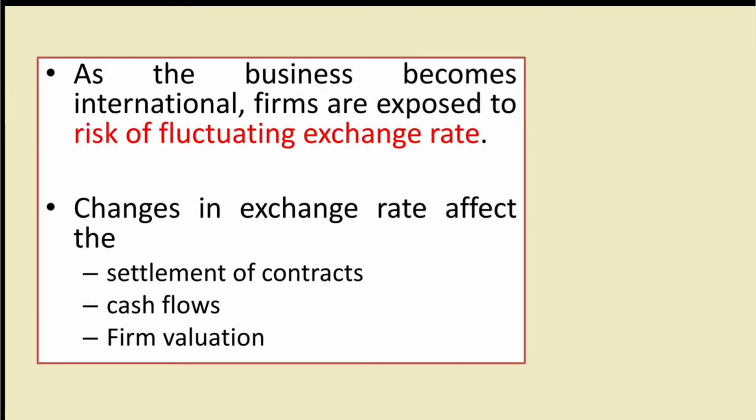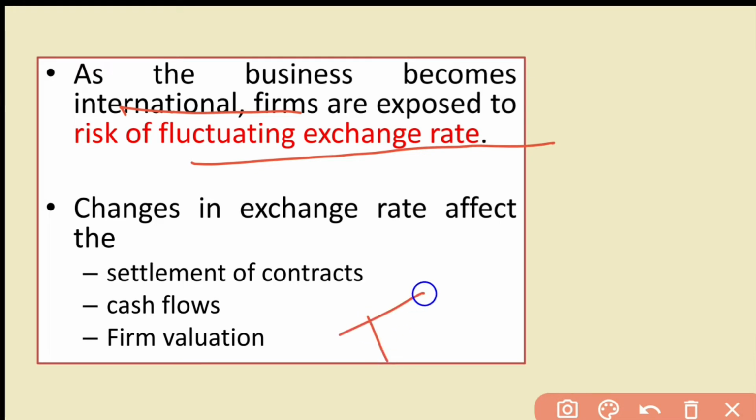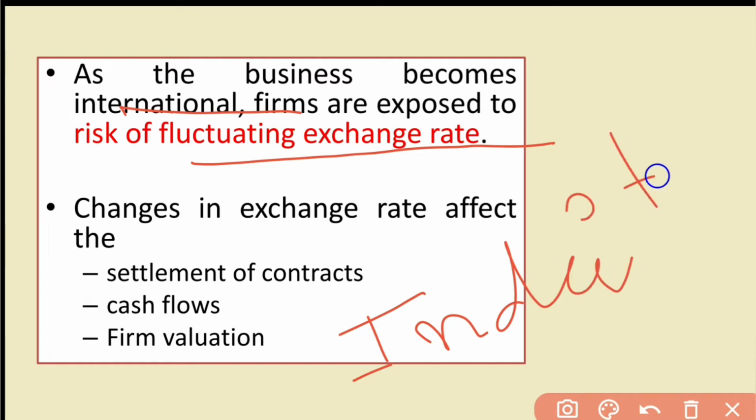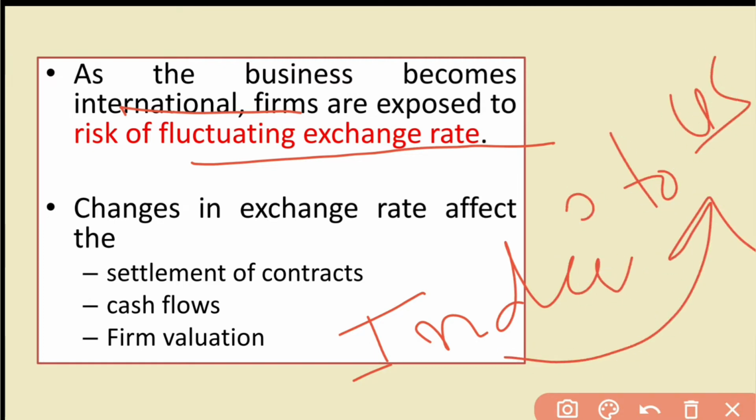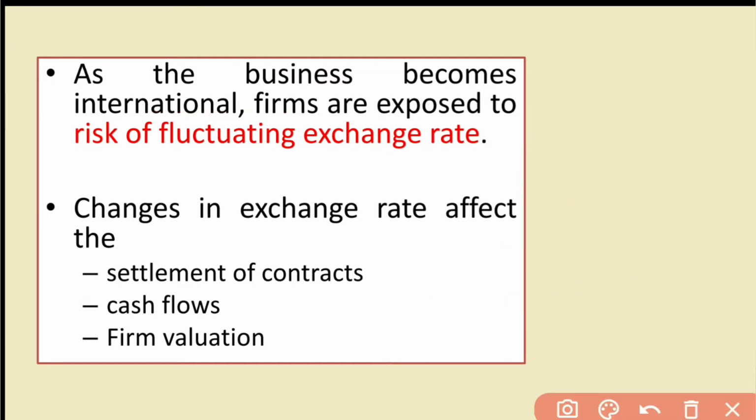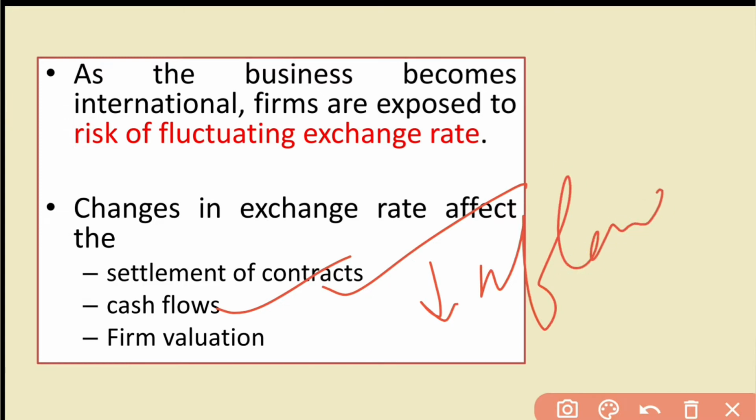So let's begin. We can see that whenever a business expands, it goes into the international market, right? So whenever the business goes into the international market, the very first risk that it encounters is the fluctuating exchange rate, right? What is the exchange rate? Say Indian rupee to US dollars, it keeps on fluctuating every day. So this exchange rate affects the settlement of the contract, the cash flows, that means inflows and outflows of cash to your country and to your firm as well, and the firm's valuation, right?